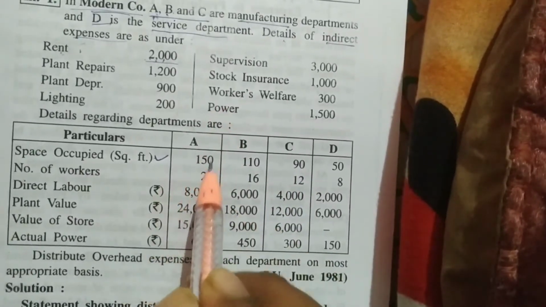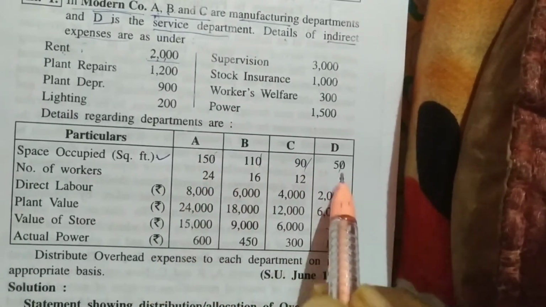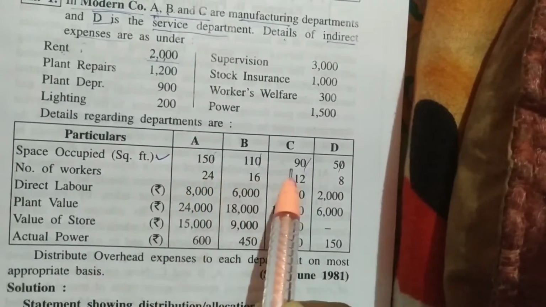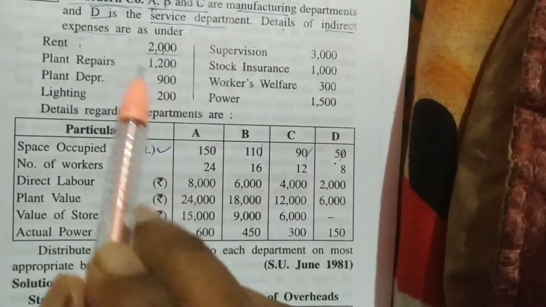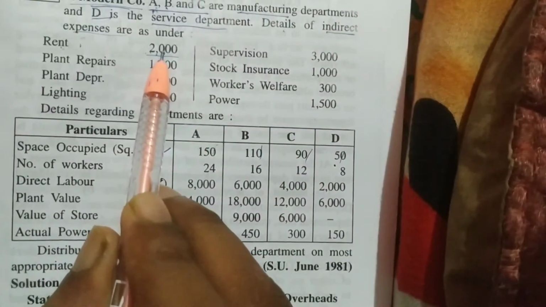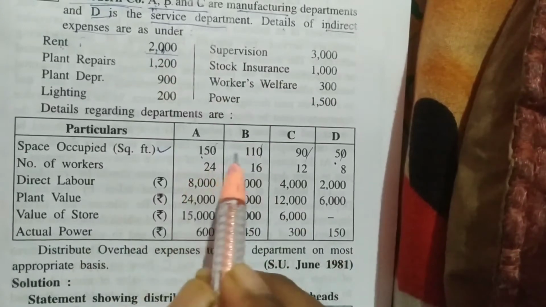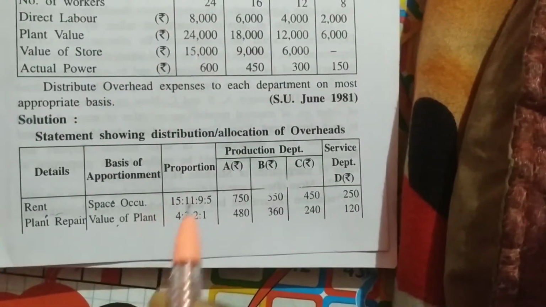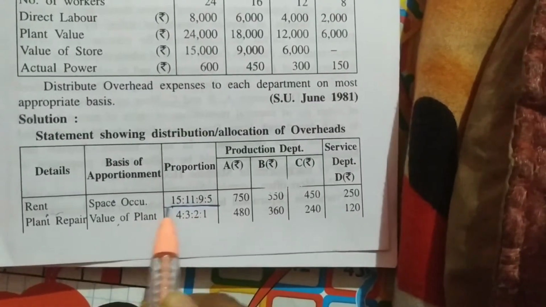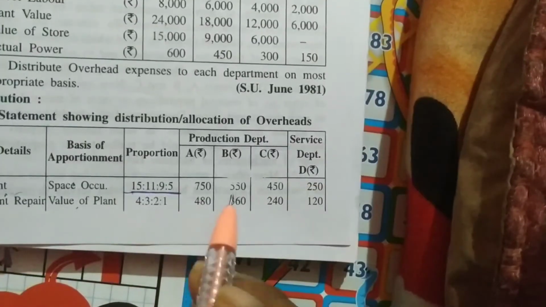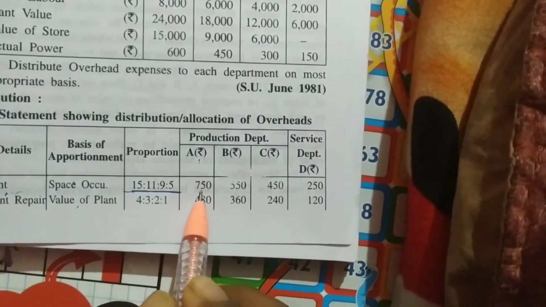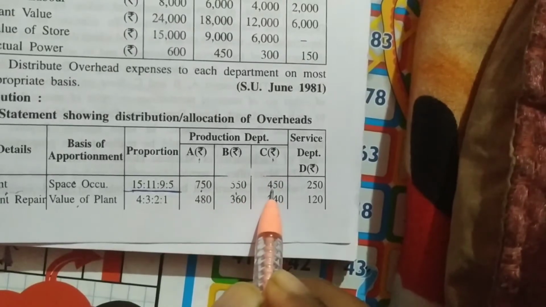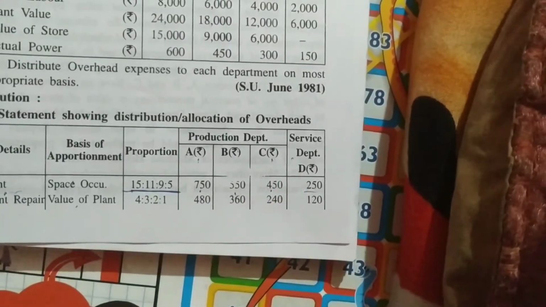So 0 cancel, 0 0 0. The ratio will be 15:11:9:5. So the amount 2000 will be divided in the ratio of 15:11:9:5. So in the answer we can write the ratio over here. The distribution of 2000 is department A 750, department B 550, department C 450 and department D 250. Clear?